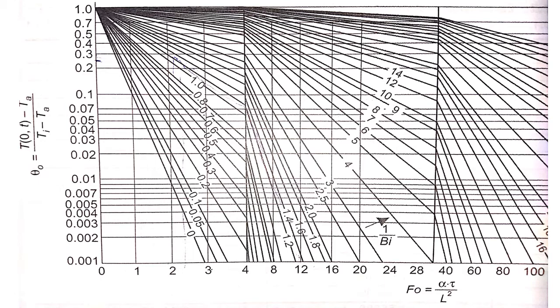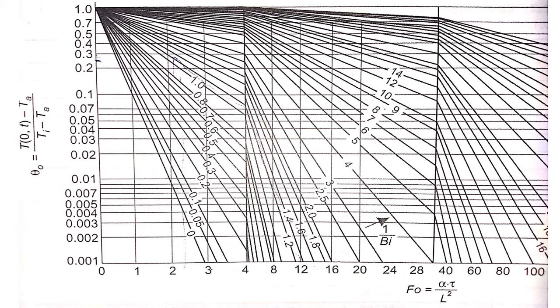This 0 indicates position, that means x is equal to 0. Where x is equal to 0, this indicates the center line temperature, because we have taken the thickness as 2L equals 10 centimeter. So 0 indicates x equals 0, that means center line temperature. In the graph, the notations are different: they have written T naught minus T infinity divided by Ti minus T infinity. The equations are the same, only the notations are different.